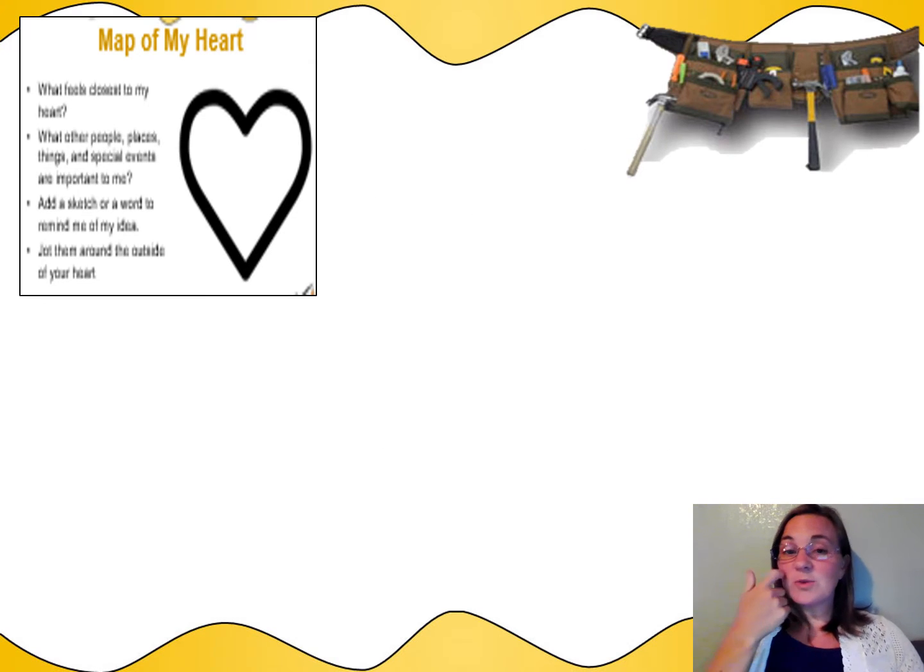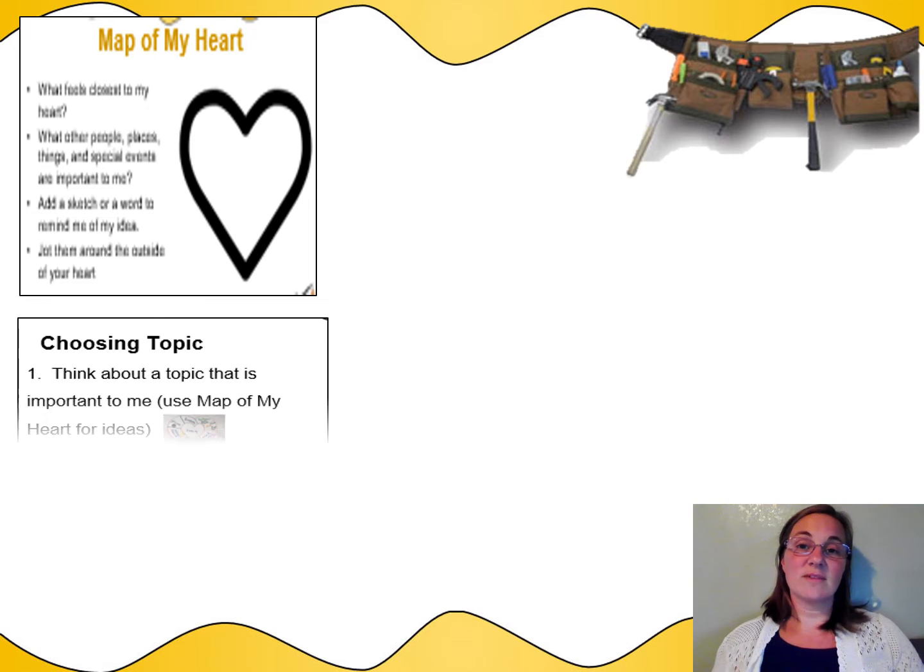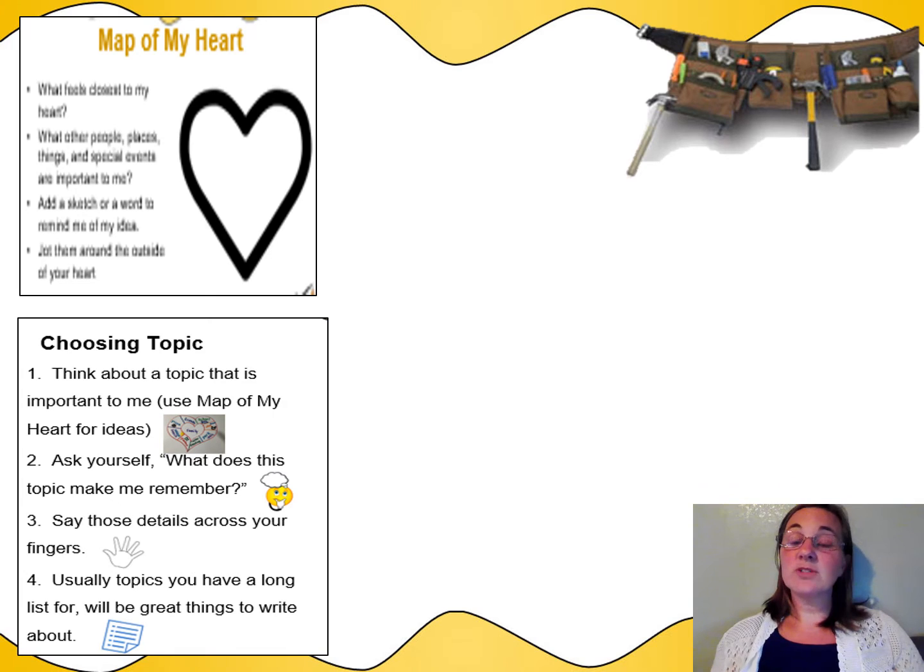The first tool in our tool belt was the heart map. Remember, this is where we kept track of all of the things that were near and dear to our heart. So we had a great way to start getting ideas for writing. Another tool in our tool belt was choosing a topic. The chart that showed us how to pick a topic, think of a story idea, and list the details across our fingers to see if we had enough to write a story.